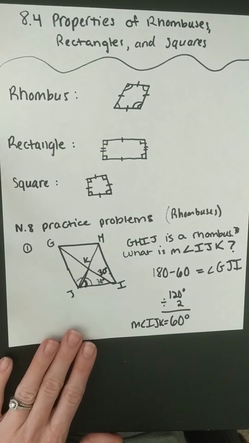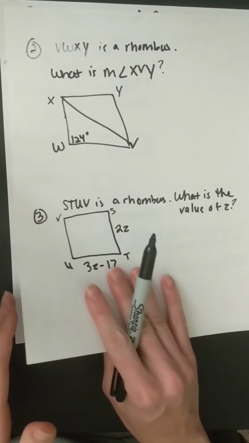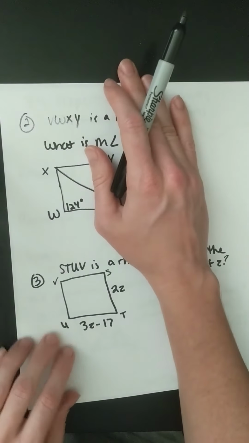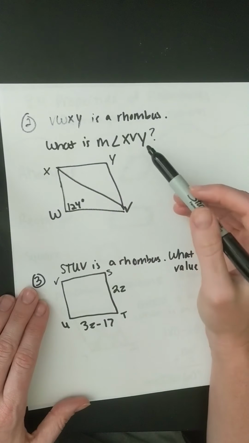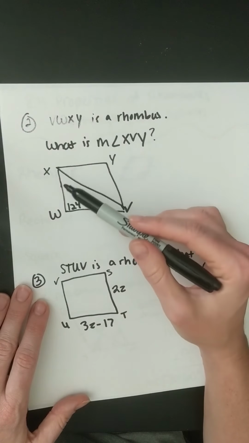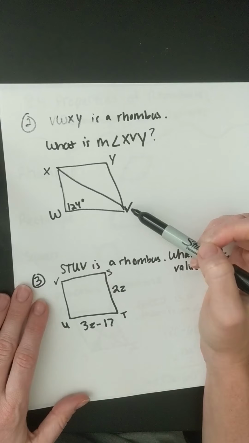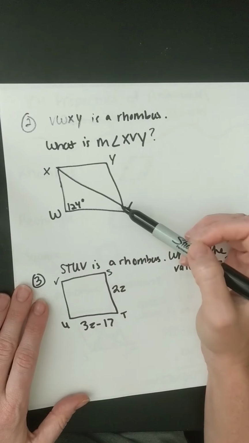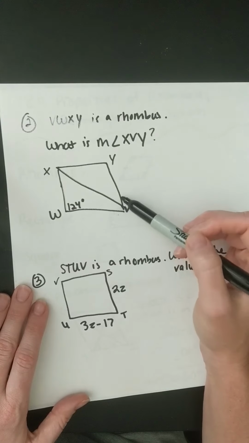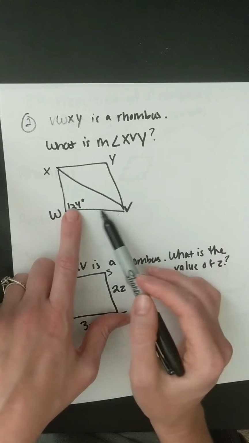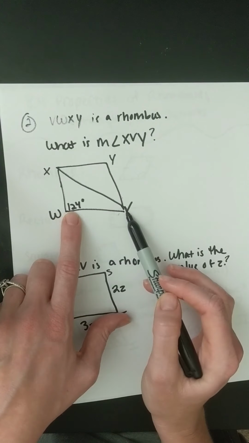Okay? Next, we're going to move on to number 2 of our practice problems for a rhombus. So number 2, again, this is angles in a rhombus. We know diagonal angles are the same. We know that diagonals actually can cut the angles in half. And we know if they are back to back, they add up to equal 180.